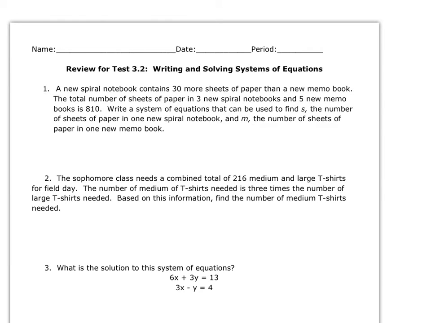All right, so a spiral notebook, we start with here, a spiral notebook, I'm going to highlight, contains 30 more sheets of paper than a new memo book. So what variable stood for the spiral notebook? S. So I can say S equals 30 more would be 30 plus the number of sheets of paper in a memo book, right? So S equals 30 plus M.